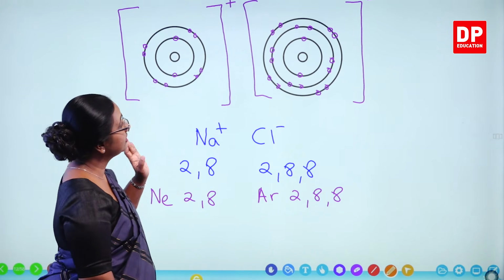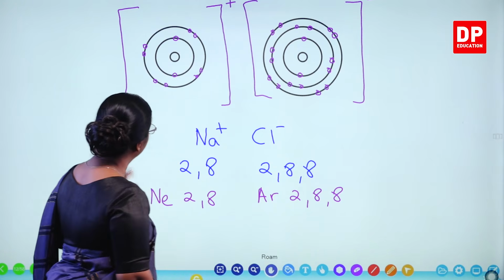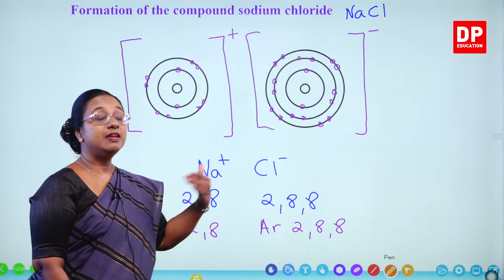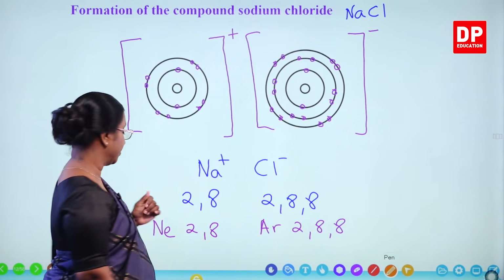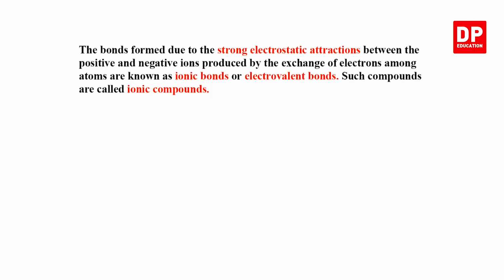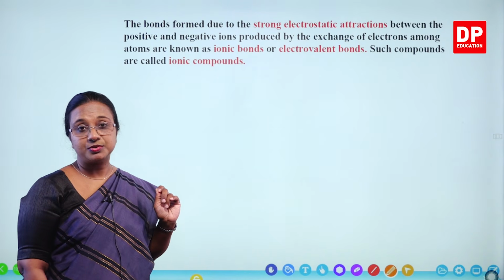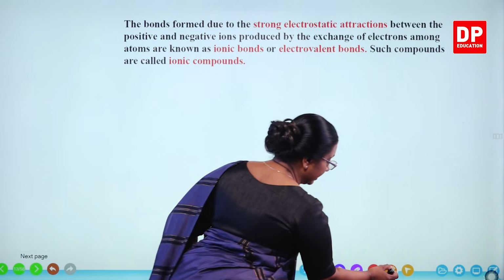So, now we will see how these ionic compounds form. Now, you have understood how the ions have formed. We will look at the ionic compounds. The bonds formed due to the strong electrostatic attraction between the positive and negative ions produced by the exchange of electrons among atoms are known as ionic bonds or electrovalent bonds. Such compounds are called ionic compounds. Now we will try to understand that.